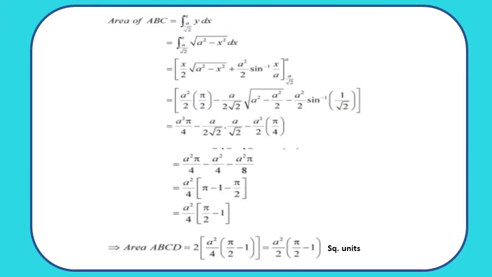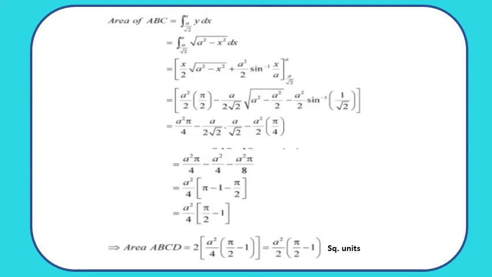Now area of ABC is equal to, the limits are a upon root 2 to a. You can see in the figure y dx. So we have to find the value of y. Y is equal to what? Under root a square minus x square dx. So applying the limit a upon root 2 to a. Now this integral is in the form of under root a square minus x square.